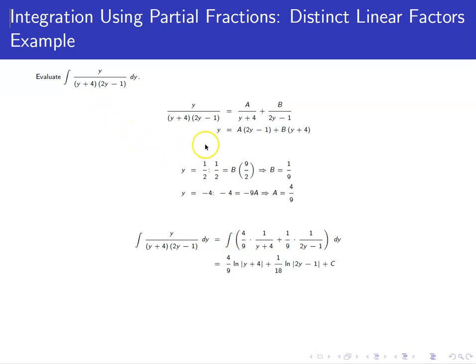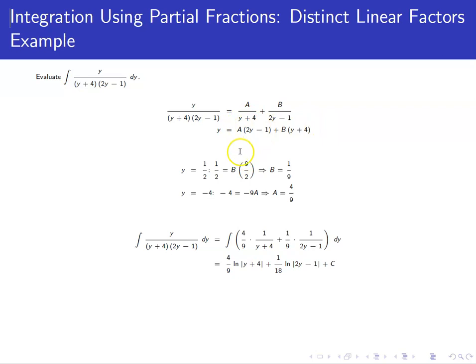Okay, so our next step, after we've written out the general form of the partial fraction decomposition, is to clear our fractions. So multiply both sides by y plus 4 times 2y minus 1. So we've got y equals A times the quantity 2y minus 1 plus B times the quantity y plus 4. This is a statement about polynomials, so this statement has to be true no matter what we plug in for y. If we plug in y equals 1/2 in this case, that'll cancel out the first term with the A in it, and we can figure out what B is.